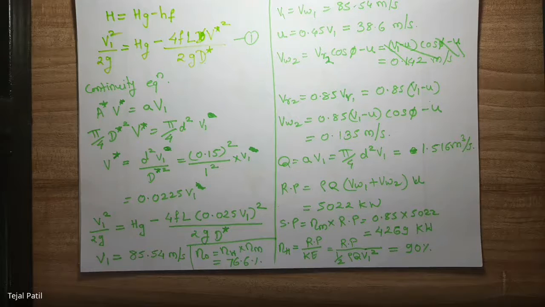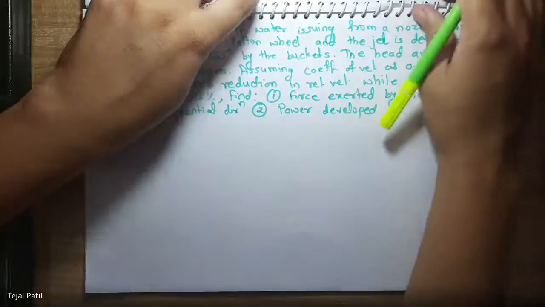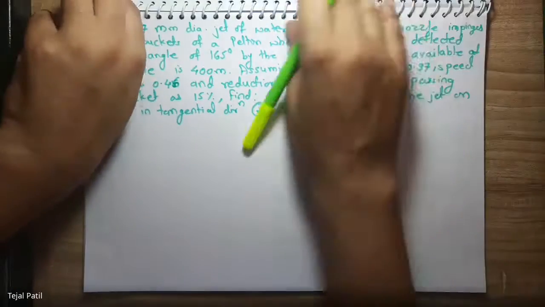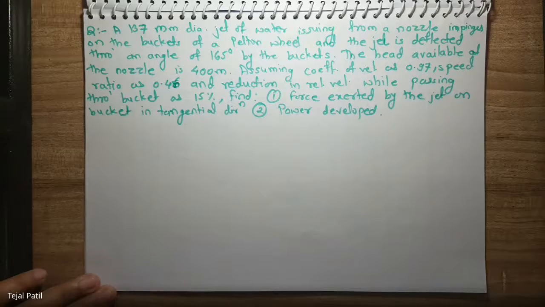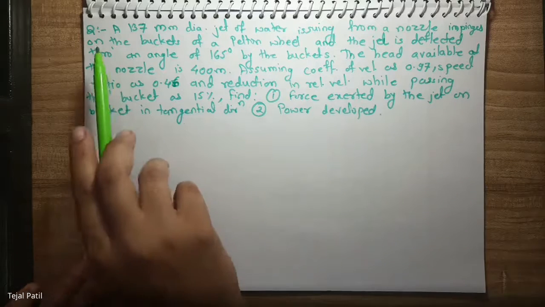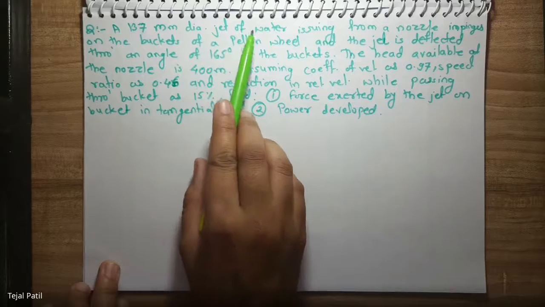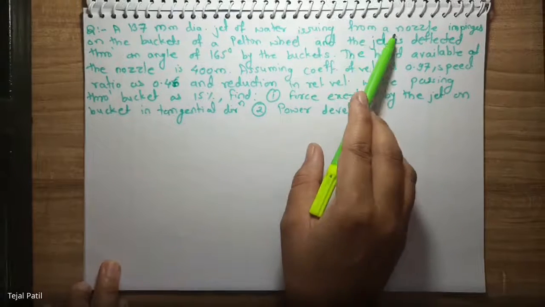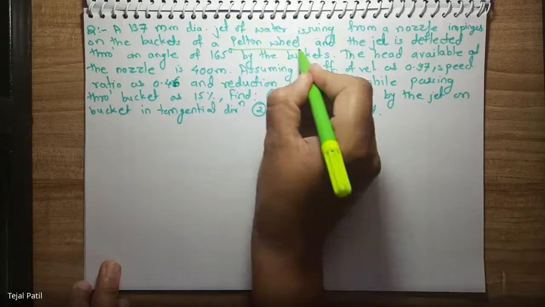Yes. Okay. So let's move to another one, which is again a little bit different. Not very different, but very slightly. Just to recall a few things, that's why I'm going to take this numerical now. In this numerical, what is given? A 137 mm diameter jet of water issuing from a nozzle impinges on the bucket of a Pelton wheel. So from here you will understand that it is a Pelton wheel.